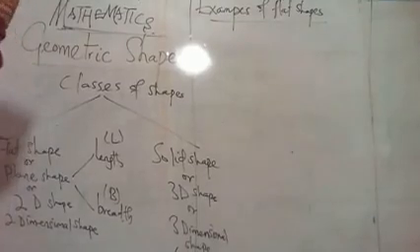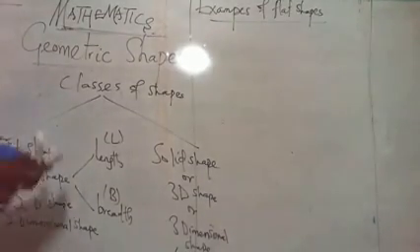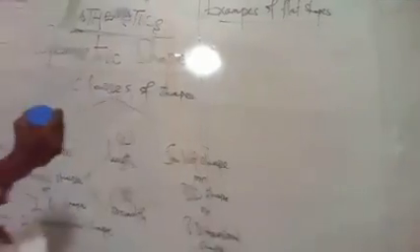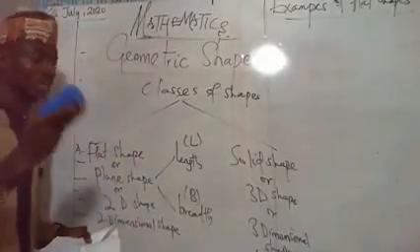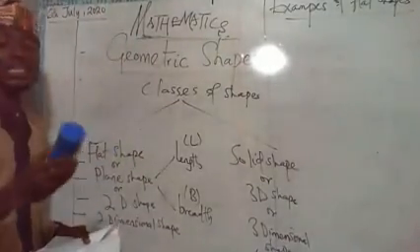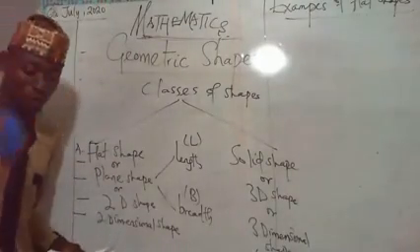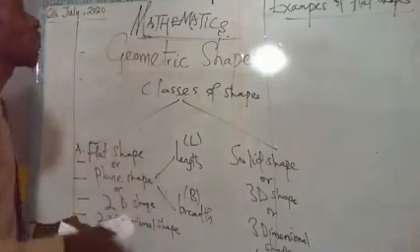Why solid shape? For example, look at this shape. You will see that this shape is not the same thing as this. This is flat. Why is this solid? Something you can hold on to. Look at it. It is solid shape, but we call it 3D shape, three-dimensional shape. It has three dimensions. So I will explain this later when we get to their properties.